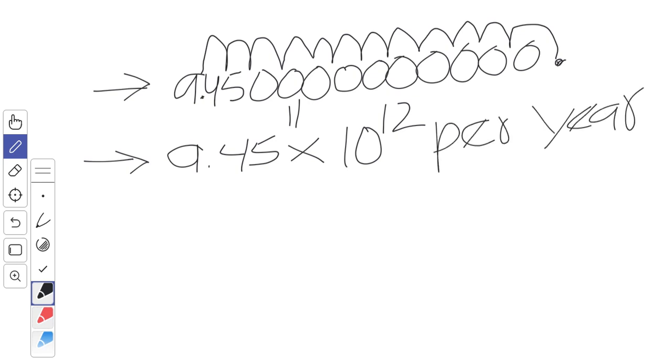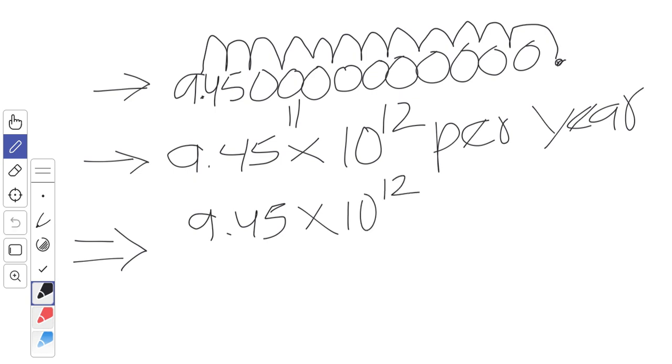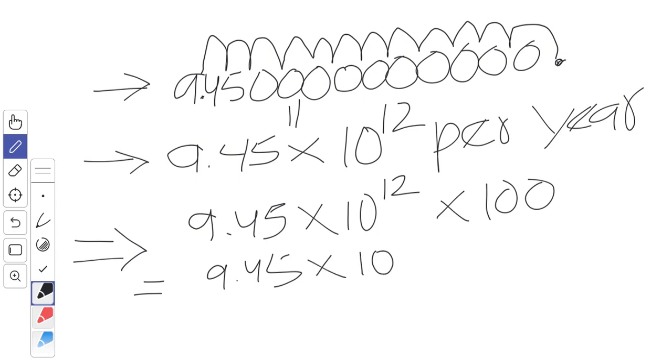Now the question asks for the distance covered in 100 years. So we need to multiply this by 100. So 9.45 times 10 to the power 12 times 100, which is similar to 9.45 times 10 to the power 12 times 10 to the power 2. 100 can be written as 10 to the power 2.